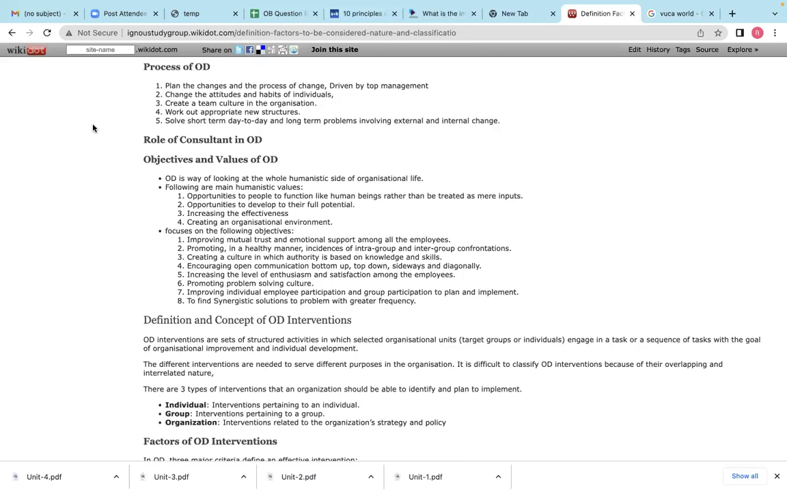Okay, so next, what is the role of a consultant? This was also there in the above unit. So I'm skipping this particular part as well.